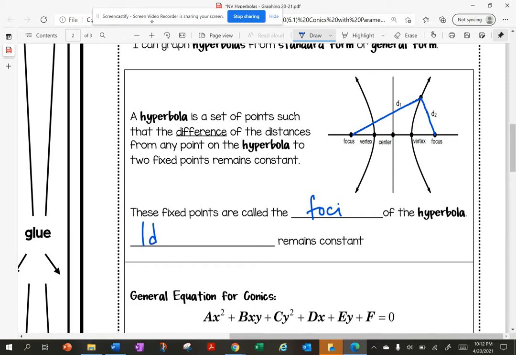So distance is absolute value. So we're saying d2 minus d1. I'm taking the absolute value because distance is positive. And what we'll find out is that is equal to 2 times a. Okay, so we're going to get to that later. So, and distance is absolute value. So it really doesn't matter if I take d1 minus d2 or d2 minus d1 if I take the absolute value.